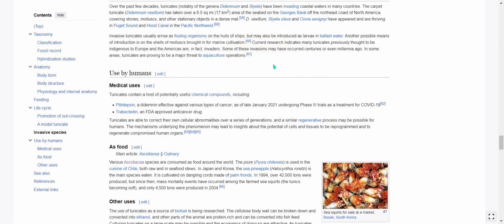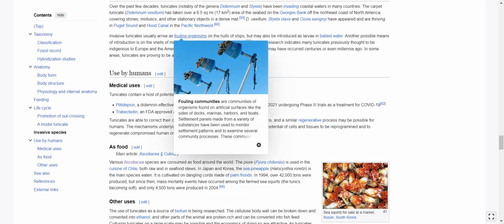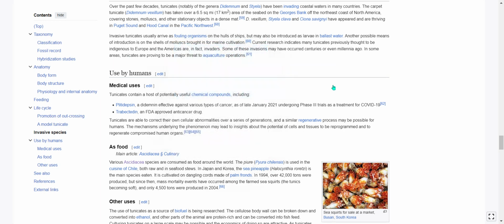Another couple species have appeared and are thriving in Puget Sound. Puget? I don't remember. And Hood Canal in the Pacific Northwest. Invasive tunicates usually arrive as fouling organisms on the hull of ships, but may also be introduced as larvae in ballast water.